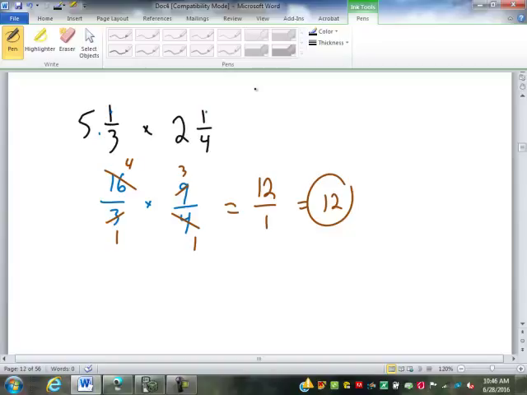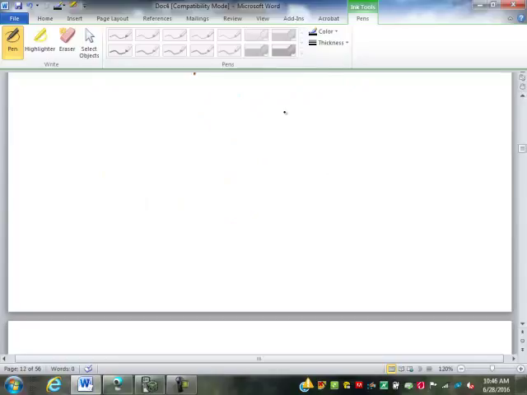Anybody curious as to how we would actually multiply the mixed numbers if I wanted to do it that way? Nobody? Okay. So anyway, let's look at some examples that don't work out quite so neatly.